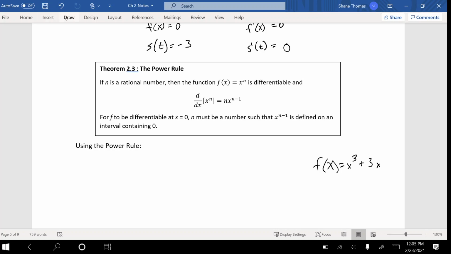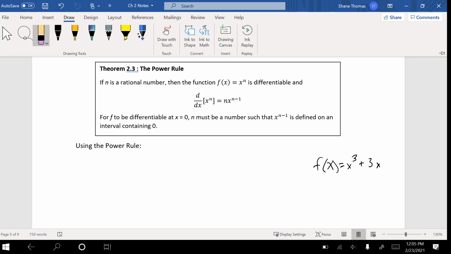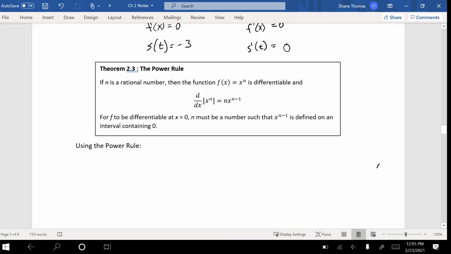All right, so let's look at this one. It says, if n is a rational number, then the function f of x equals x to the n is differentiable, and d dx of x to the n equals n x to the n minus 1. And for f to be differentiable at x equals 0, blah, blah, blah. All right, what does this mean?